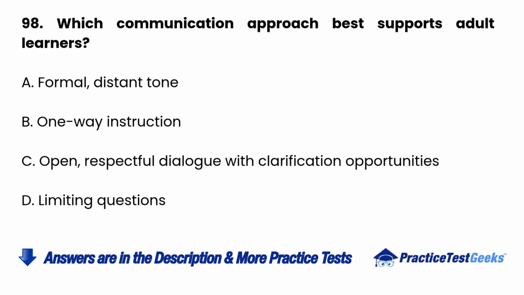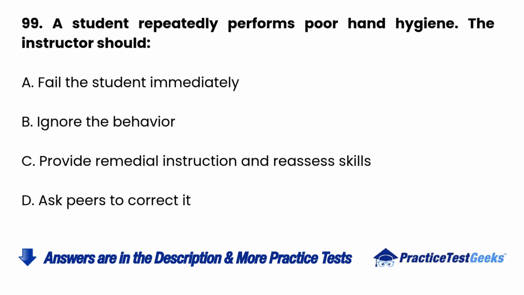98. Which communication approach best supports adult learners? A. Formal, distant tone. B. One-way instruction. C. Open, respectful dialogue with clarification opportunities. D. Limiting questions.